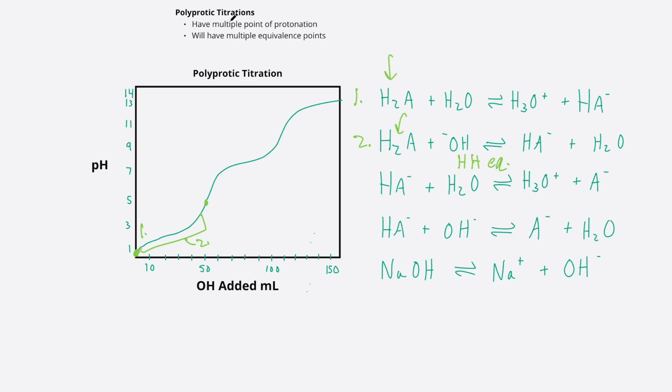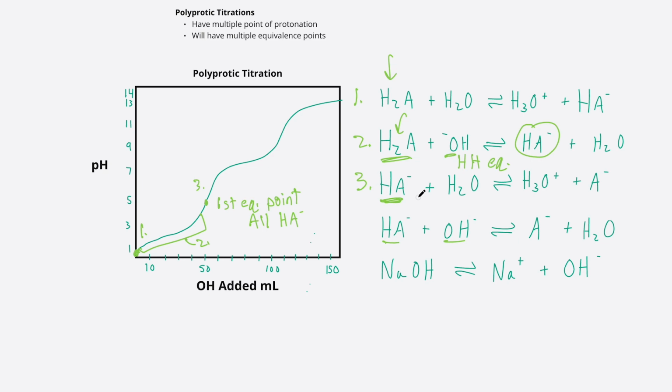So at this point, all of the H2A has reacted with the OH that we added. And we call that the first equivalence point. And then at this point, all of the H2A is gone and it's all HA minus. So at that first equivalence point, point 3, you could calculate your pH by just doing a weak acid problem using HA.